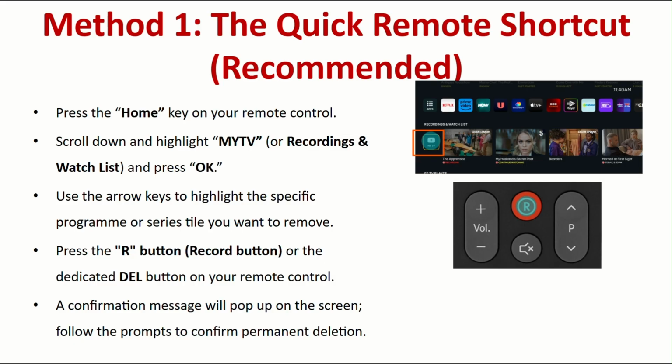Press the home key on your remote control. Now scroll down and highlight My TV or Recordings and Watch List. Then press OK. Now use the arrow keys to highlight the specific program or series style you want to remove. Then press the R button, record button, or the dedicated DEL button on your remote control. A confirmation message will pop up on the screen. Follow the prompts to confirm permanent deletion.